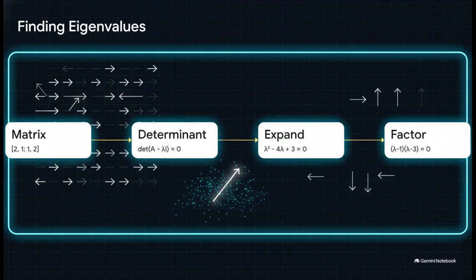And finally, step 4, factor it. We get (lambda minus 1) times (lambda minus 3) equals 0. Boom! Our two eigenvalues are 1 and 3. We literally just found the two special directions for this specific transformation.